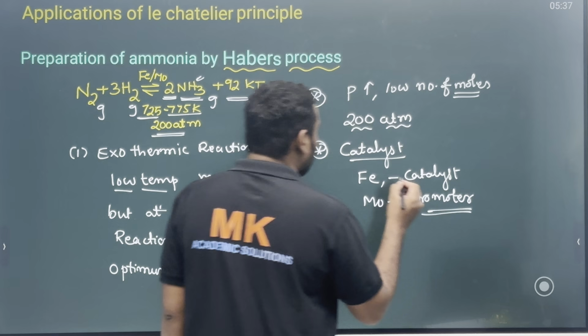So that's why we use high pressure. High pressure favors fewer moles. Where do we have the fewer moles? On the product side. We want ammonia only. Preparation of ammonia means the desired product here is ammonia only. So we are going to use very high pressure. At high pressure the equilibrium shifts in the forward direction, so more ammonia is produced. Here they use 200 atmospheric pressure to prepare ammonia.